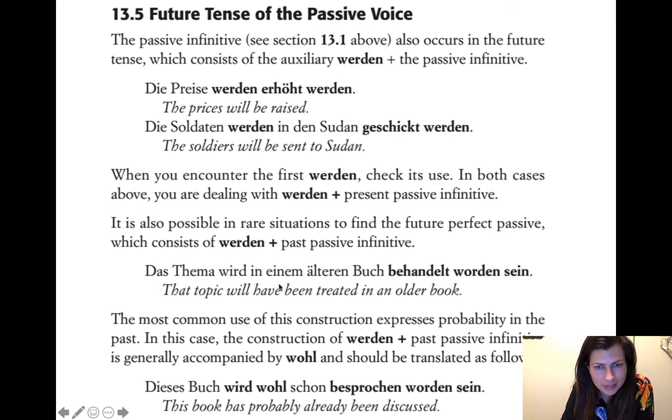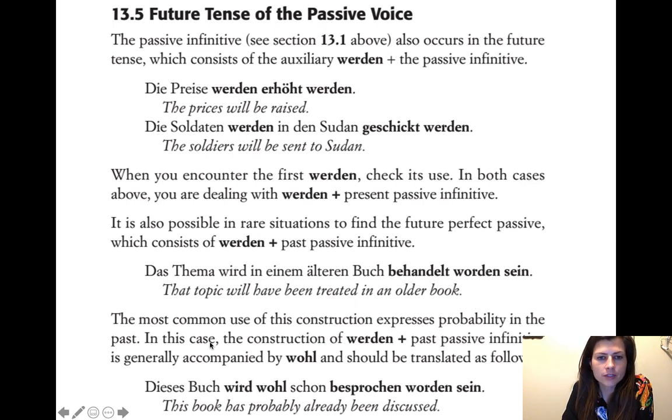So, das Thema wird in einem älteren Buch behandelt worden sein. The topic will have been treated in an older book. Yeah, you have to dig pretty deep to find a sentence like this, but it can happen. So, will have been treated, as in will have been handled, or addressed is another good translation for that. So, the topic will have been addressed in an older book.